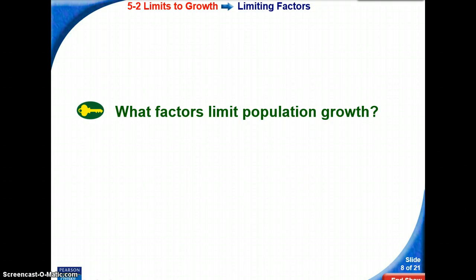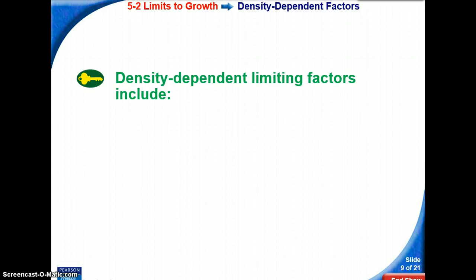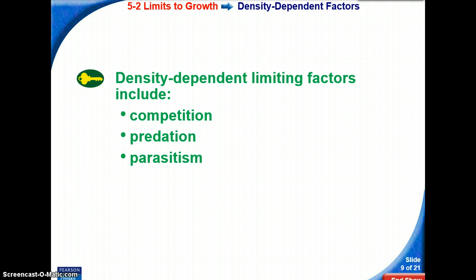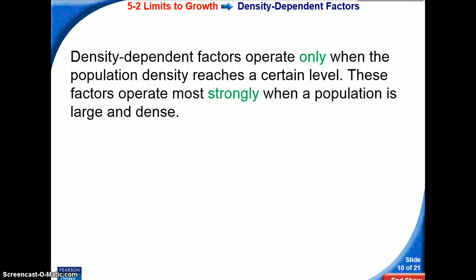And when we look at what factors are going to limit our population growth, these density dependent limiting factors include competition, predation, parasitism, which we've already talked about, and then disease. These density dependent factors operate only when the population density reaches a certain level, like I said before. So usually it has to be a very high level.